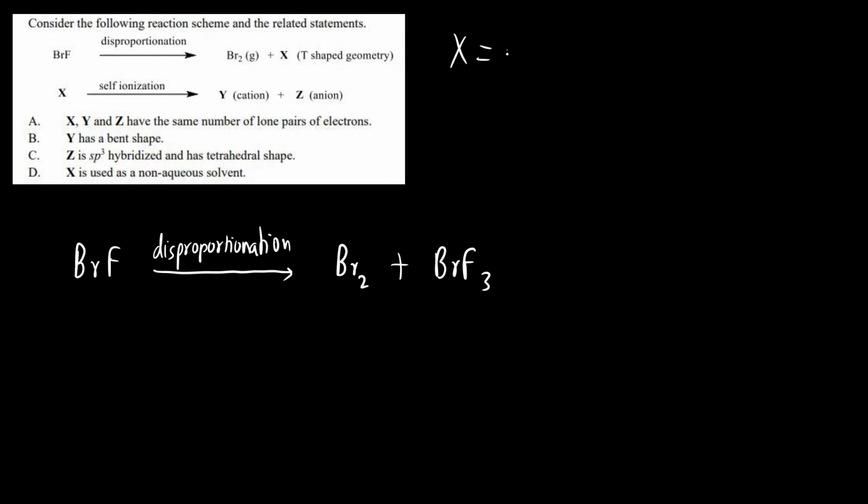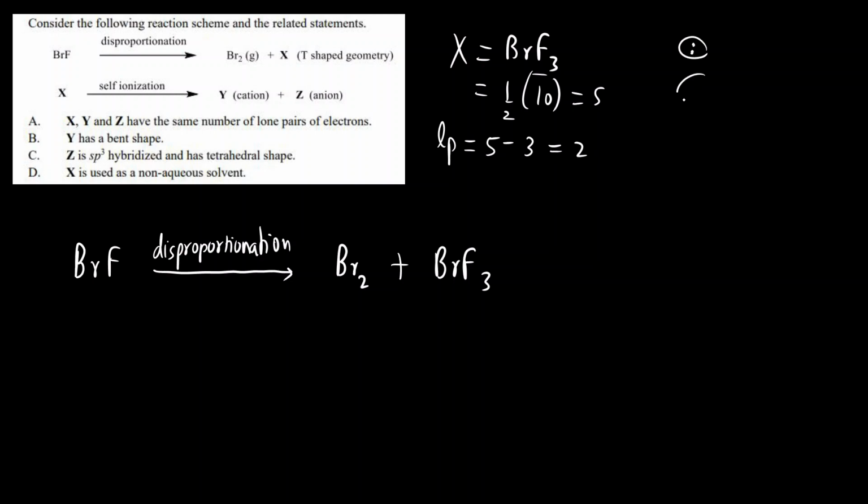So X is BrF3. We can draw the geometry as well so that we can come to know the correct options. For BrF3, we'll use the same formula, half of 7 plus 3, which is 10, and 10 divided by 2 is 5. Now how many lone pairs? Lone pairs are 5 minus 3 side atoms, so there will be 2 lone pairs. Br with F, F and F, one lone pair like this and 2 lone pairs. This is T shape. So the shape given is correct and we have drawn the correct product.